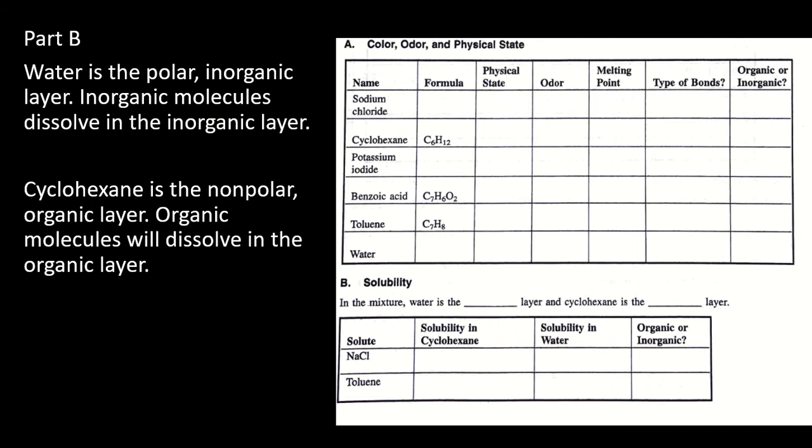Water will be the polar layer or the inorganic layer where inorganic molecules will dissolve, and cyclohexane will be the nonpolar organic layer where organic molecules will dissolve. And for this part of the experiment, essentially, if whatever you're working with dissolves in water, then that is going to be an inorganic compound. But if what you're working with does not like to dissolve in water and instead likes to dissolve in cyclohexane, then that will be an organic molecule.